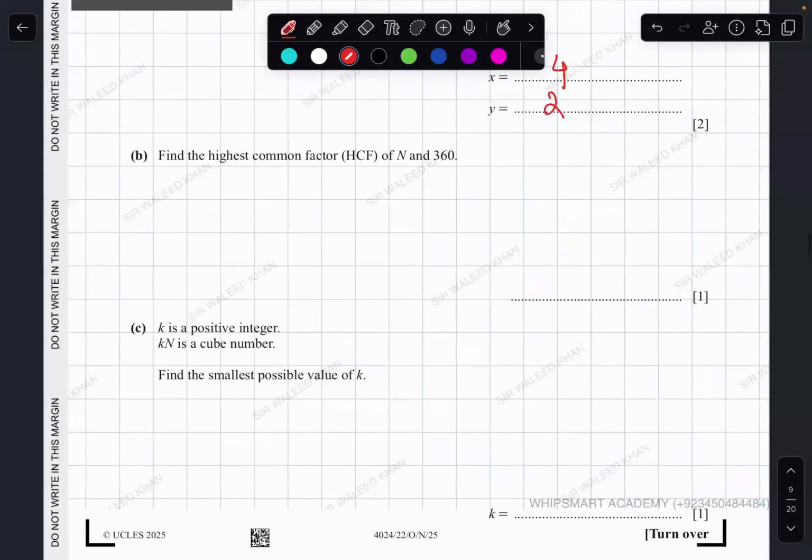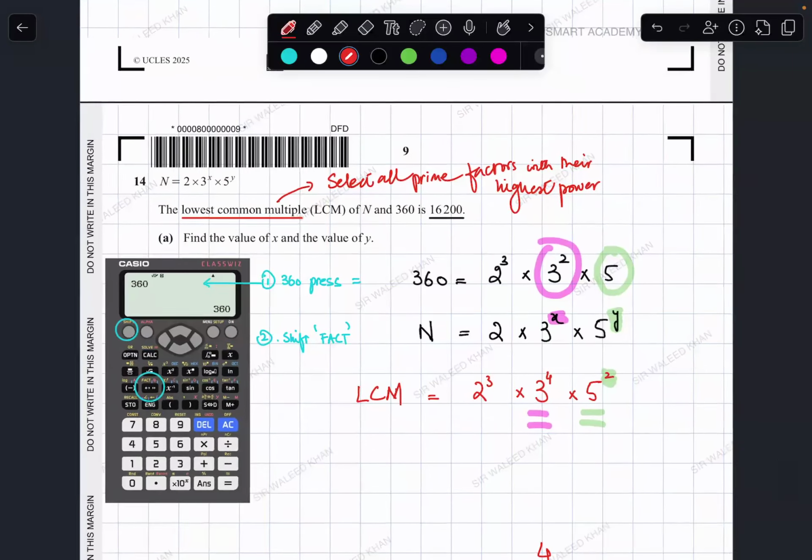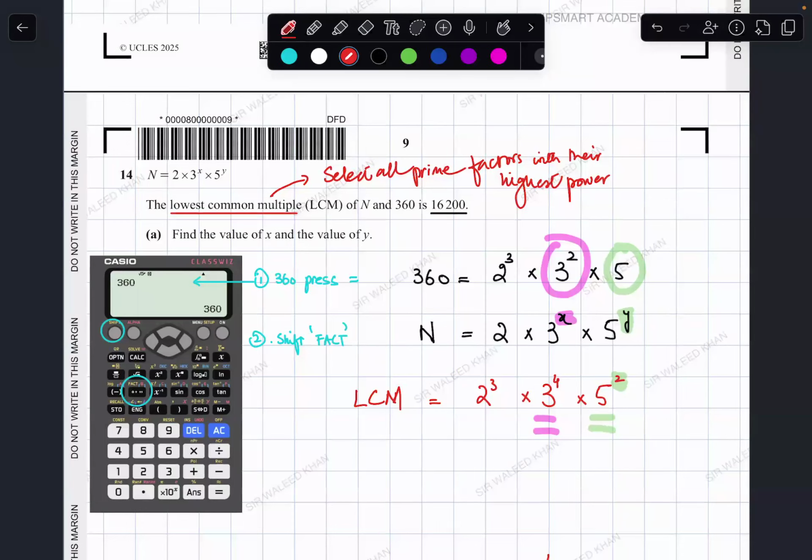Sir? Yes, ask your question. Sir, I don't have fact in my calculator. Okay, you don't have that in your calculator. Are you sure? FACT is not written anywhere, or maybe the button changes. If you can share a picture of your calculator with me, I can look at it after the class. Okay, sir.